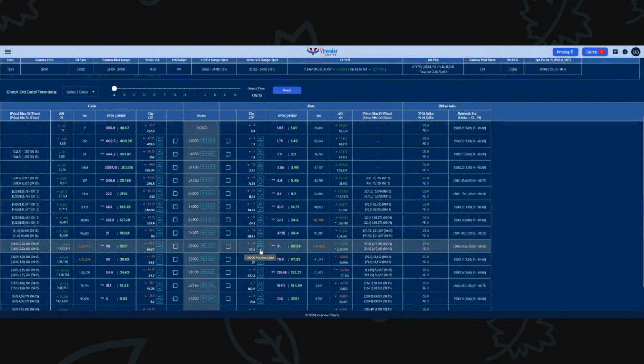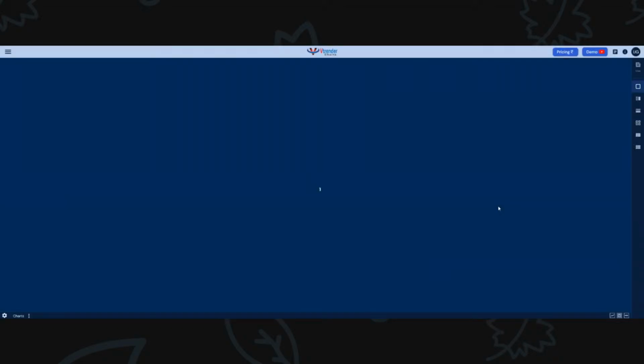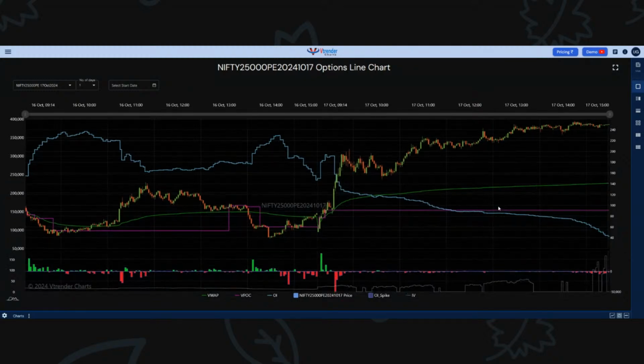You just need to open this with a one click chart. You have this column, you have the market profile chart as well as the line chart. So I'm clicking on the line chart and it opens up in a new window. It will open up today's 25,000 put line chart, and a quick review of what the elements are in the line charts.